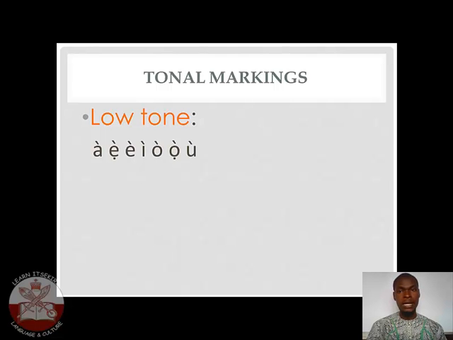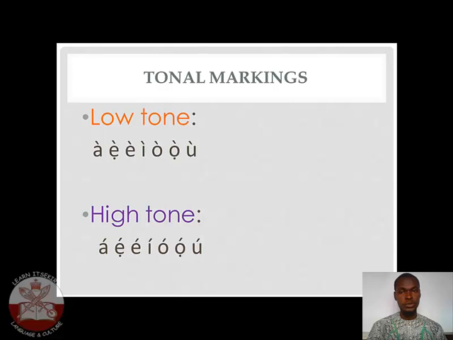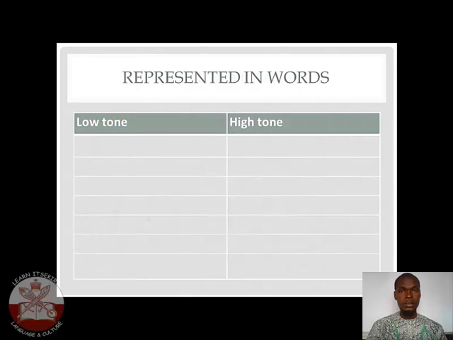Now, let's see how the high tone is pronounced. A, E, E, E, O, O, and U. Now, let's see how these tones are represented in words in Itsekiri, the low tone and the high tone.